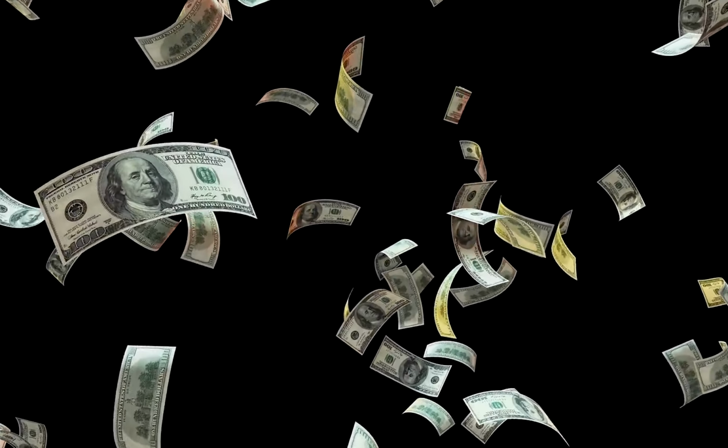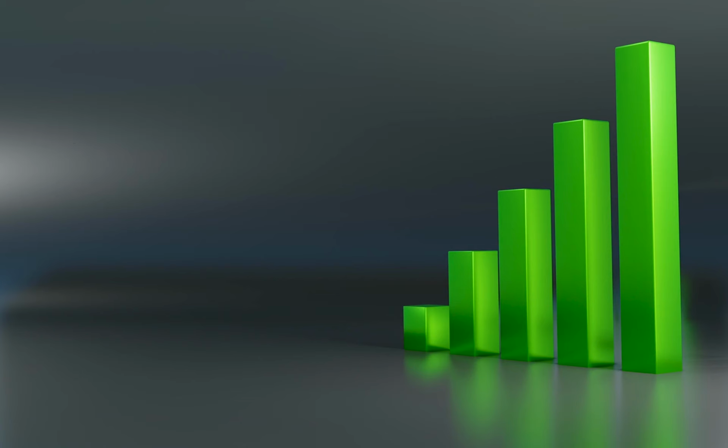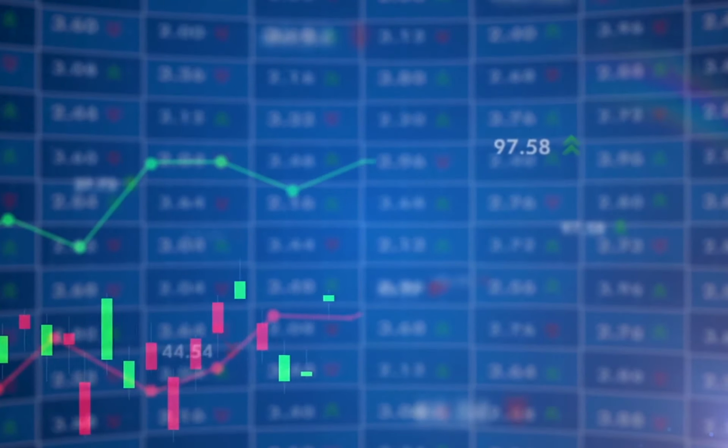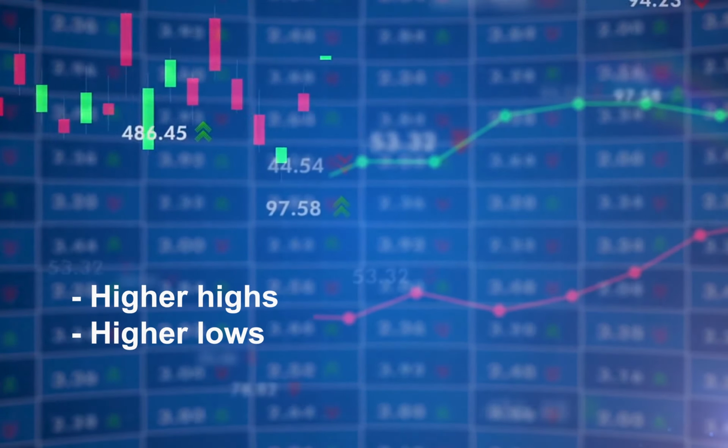A trend, again, is used to describe the overall price movements of a currency pair or any asset. There are two major types of trend: an uptrend and a downtrend. An uptrend is characterized by one major factor. It is constantly creating higher highs and higher lows.